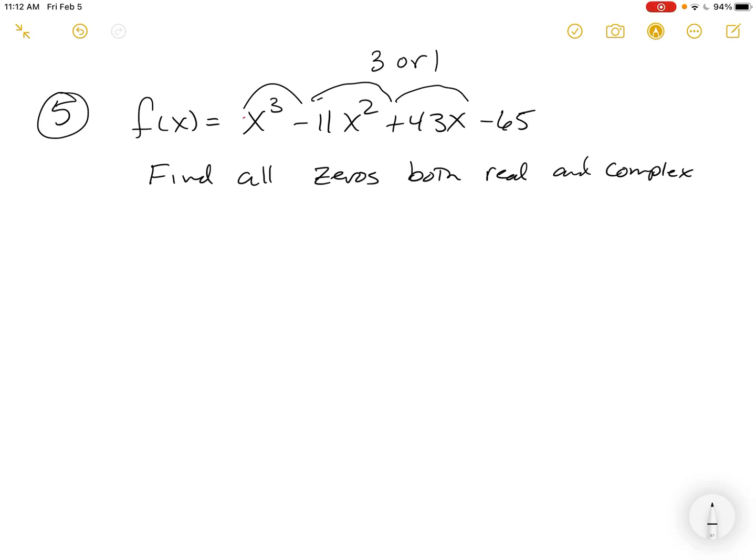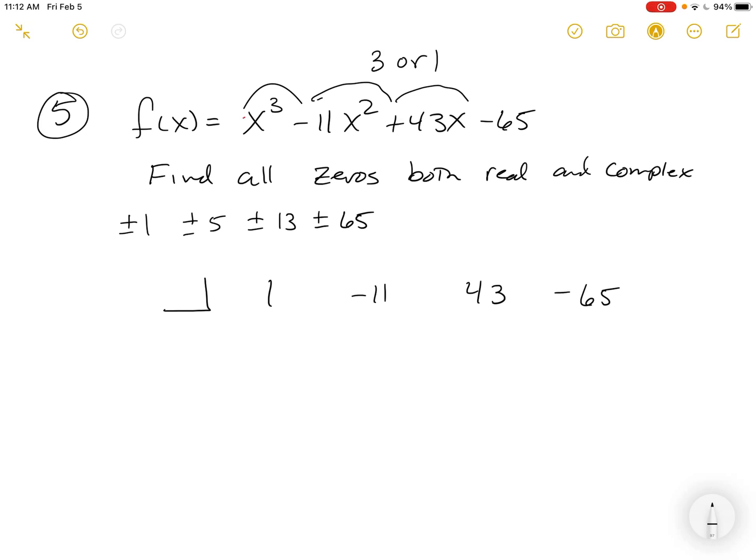Now, what's super nice about this problem is that there's a 1 in the first position. So the things that we have to try are either plus or minus 1, plus or minus 5, or plus or minus 13, the factors of 65. Oh, apologize. One other set, plus or minus 65. That's it. So I would totally do synthetic division and grab the positive something in here. So this is 1, negative 11, 43, and negative 65.